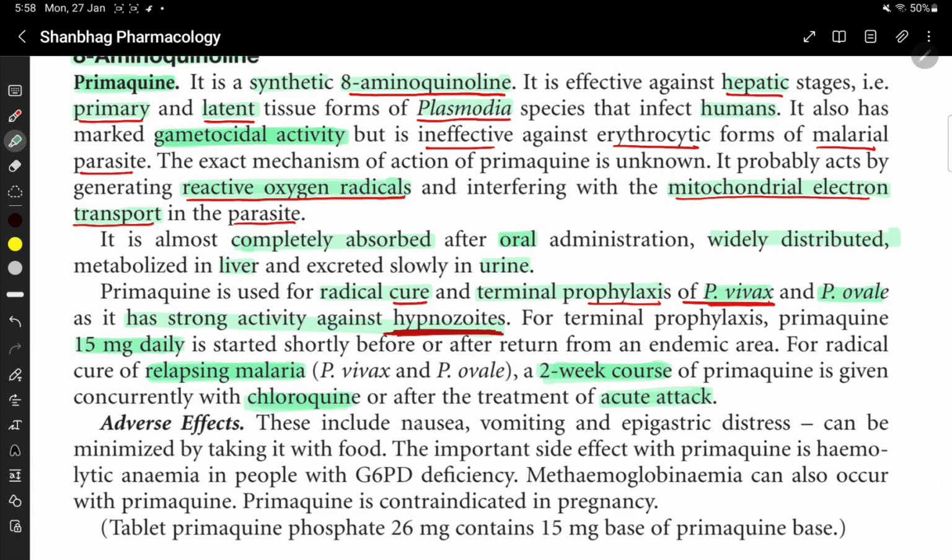Adverse effects include nausea, vomiting, epigastric distress, which can be minimized by taking it with food. Adverse effect में nausea, vomiting, epigastric distress. These side effects can be minimized if it is taken with food. The important side effect with Primaquine is hemolytic anemia in people with G6PD deficiency. G6PD deficiency वाले individuals में it causes hemolytic anemia.